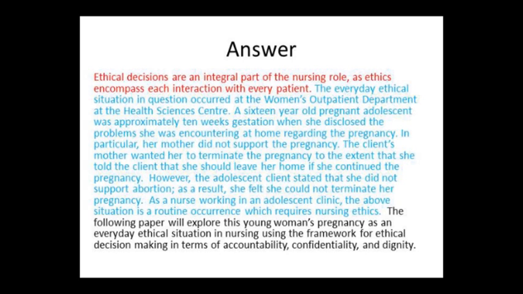Finally, we finish the introduction with the most specific sentence that says what the student will do in this paper, and that is discuss this case in terms of these particular aspects: accountability, confidentiality, and dignity.